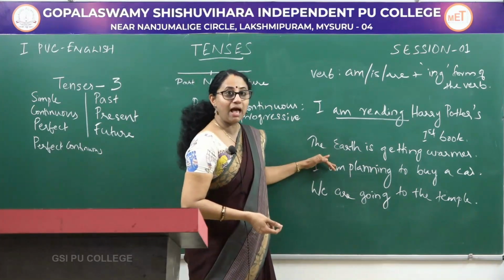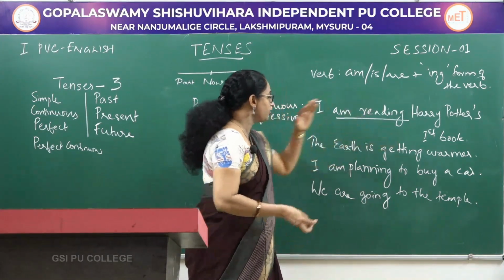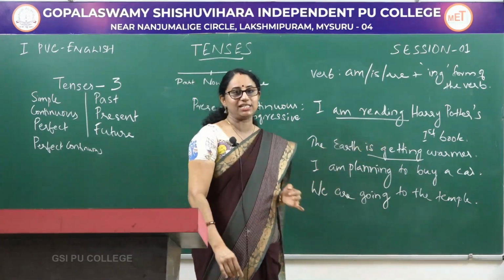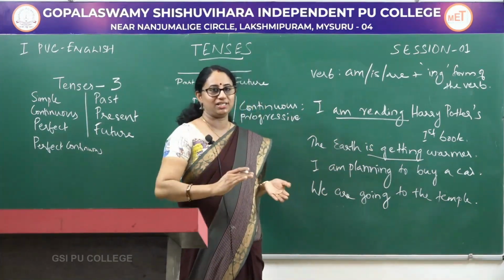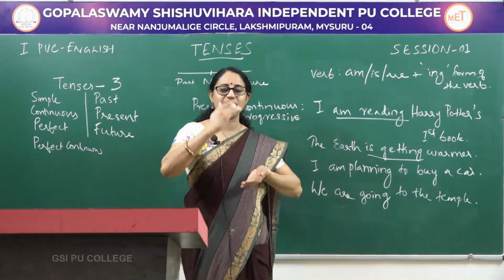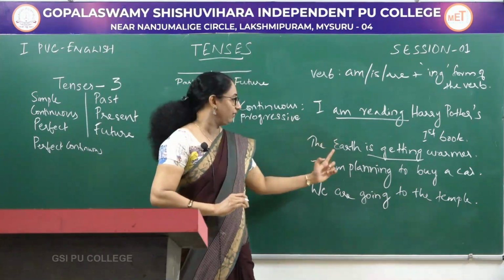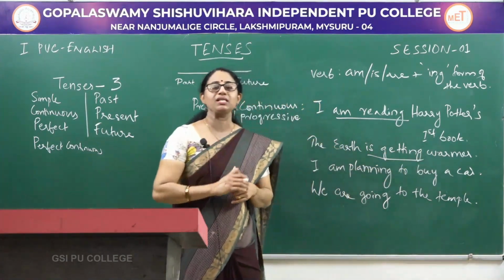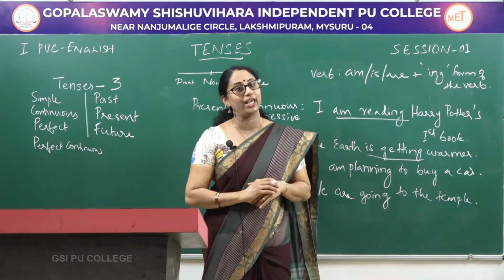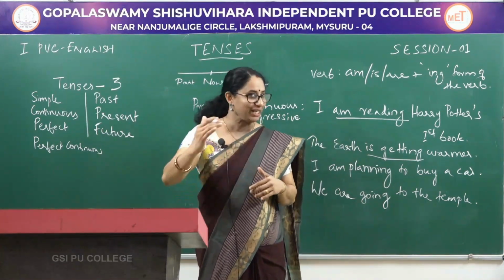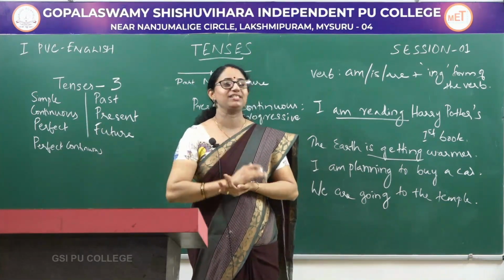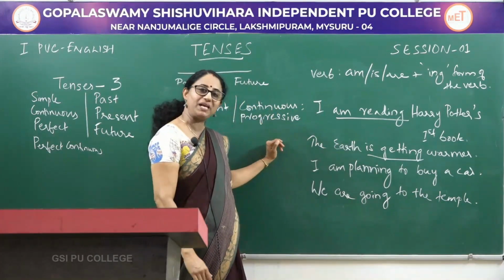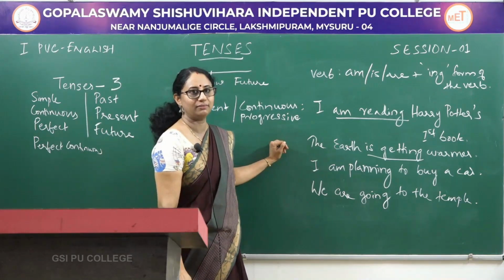Now see the next example. The earth is getting warmer. See, this indicates a change that is happening, a continuous change. Day by day, we find the temperature going up. So, the earth is getting warmer. The price of petrol is going up day by day. It's a change that is happening. It's a continuous process. So, we use present progressive or present continuous to represent that.